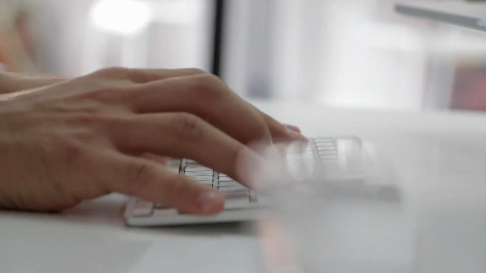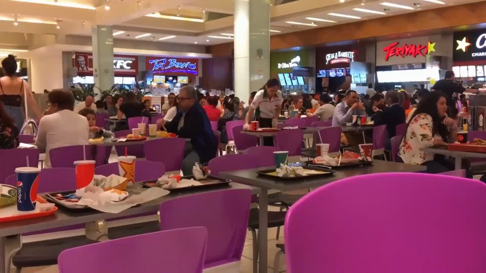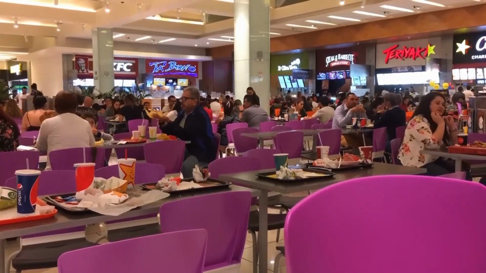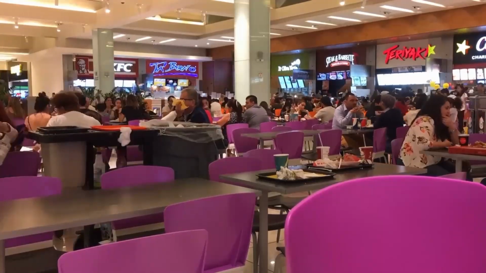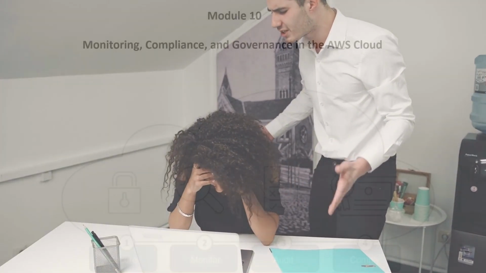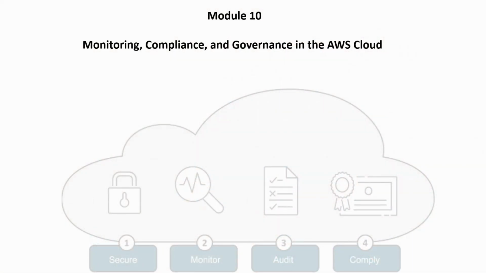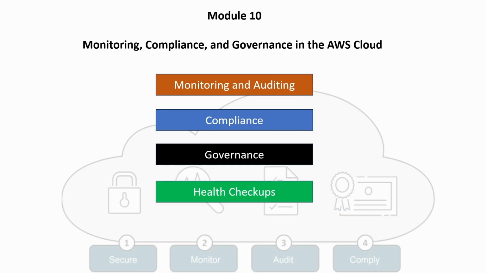If you ever felt like your AWS environment is growing faster than you can keep track of, you are not alone. Managing a handful of resources is easy. Managing hundreds or thousands is where things get tricky. Today we are diving into the control center of AWS. We will cover how to optimize your cost, automate your security, and keep your entire cloud compliant without losing your mind. We have divided this module 10 into 5 sections. Those are monitoring and auditing, compliance, governance, health checks, and advisory.